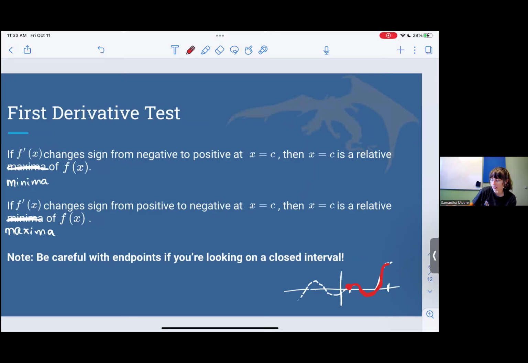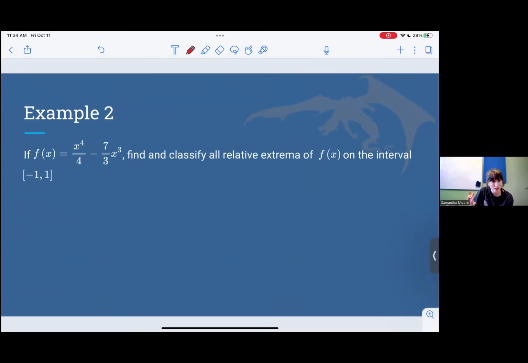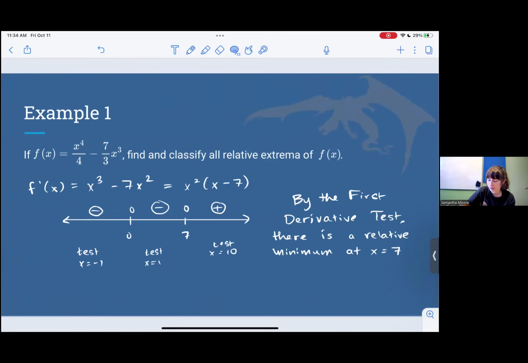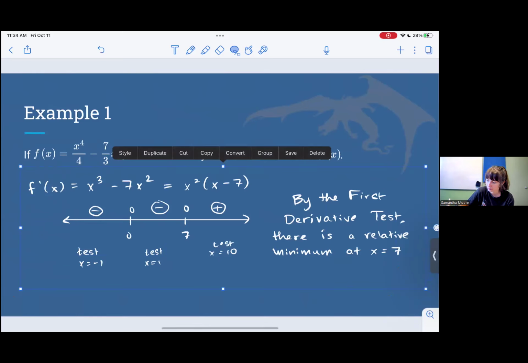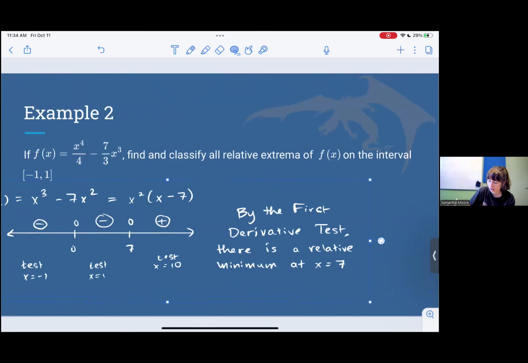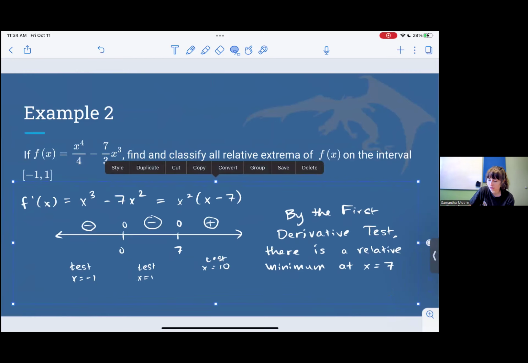So let's go ahead and think about an example of what that means. I'm taking that same function f of x, and I'm going to think about it on a particular interval. I'm going to copy over my work from last time since it's all going to be relevant. Okay, so my function is the same, so I get the same f prime. And then my number line, instead of going off to infinity, I'm just going to cap it between -1 and 1.